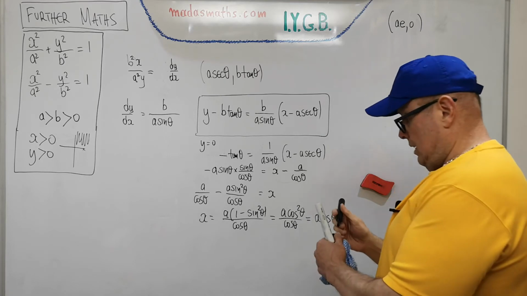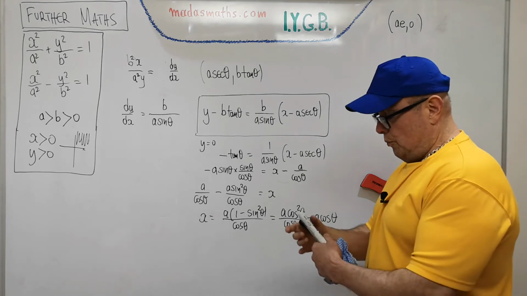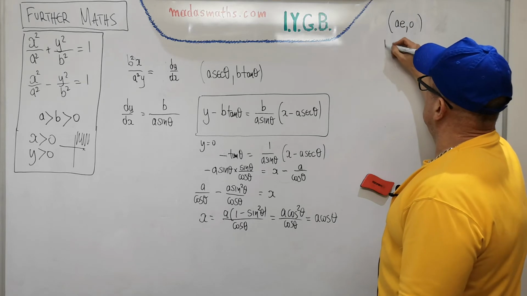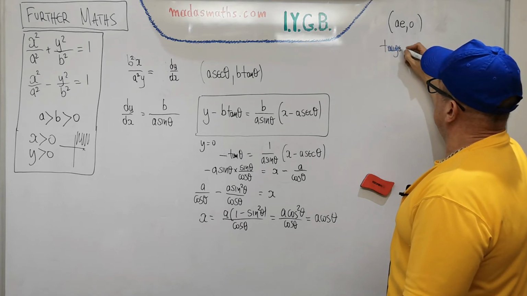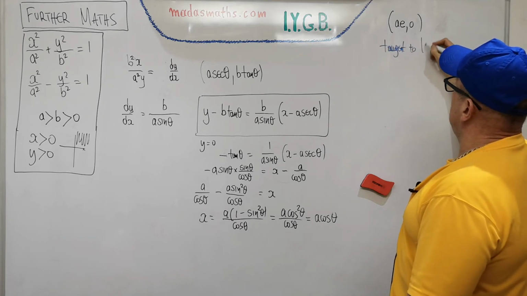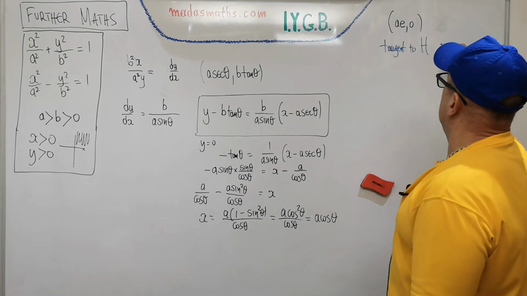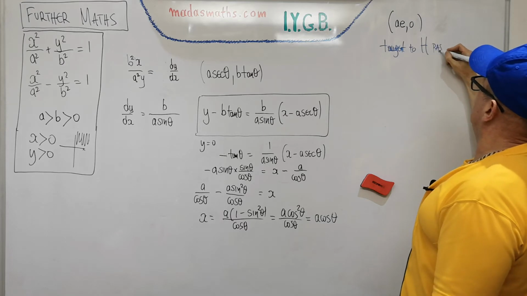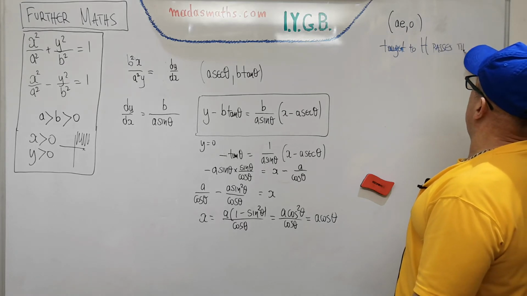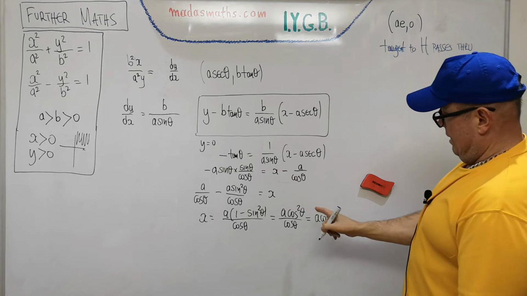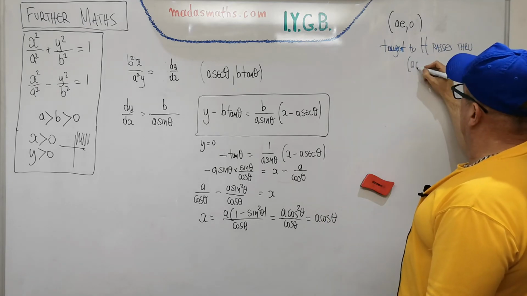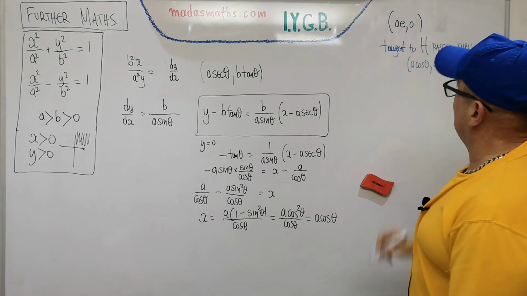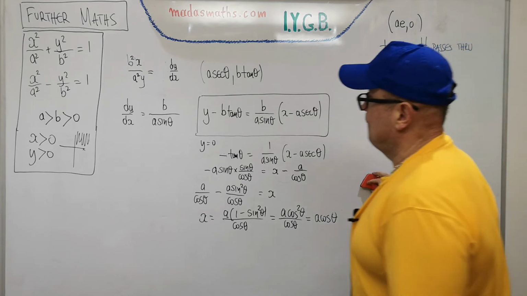Okay, let's collect our results so we don't lose information. Tangent to hyperbola capital H passes through the point a cos theta, comma 0.